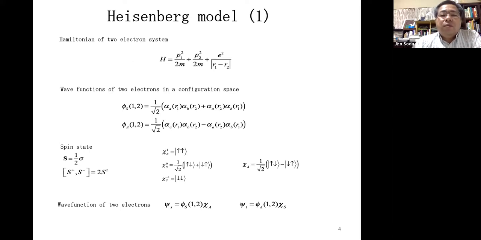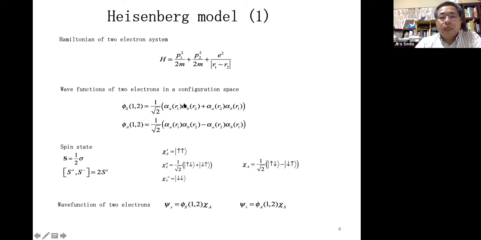So let me start with the very basics of condensed matter physics. First, I will consider a two electron system. This is the kinetic term for two electrons, and we consider the Coulomb potential. As you know, the electron has spin, so there are two parts of the wave function. In configuration space, we can classify the wave function into two parts.